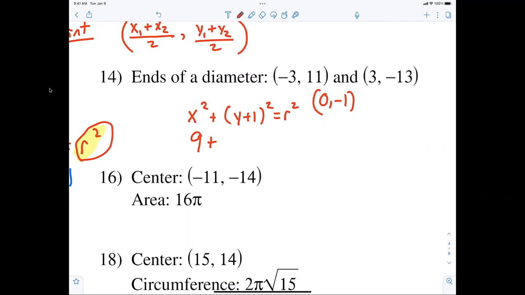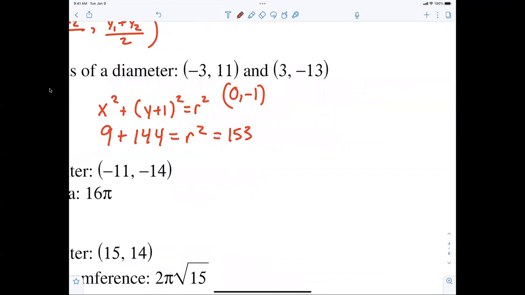You don't switch points. So then it'd be 11 plus 1 squared, which is 144. That's correct. And then equals r squared. So r squared in fact equals what? 153. Do I care that r would be the square root of 153? No, because I'm looking to write the equation. So the equation now is just x squared plus (y plus 1) squared equals 153. Yes, sir. Good for you.